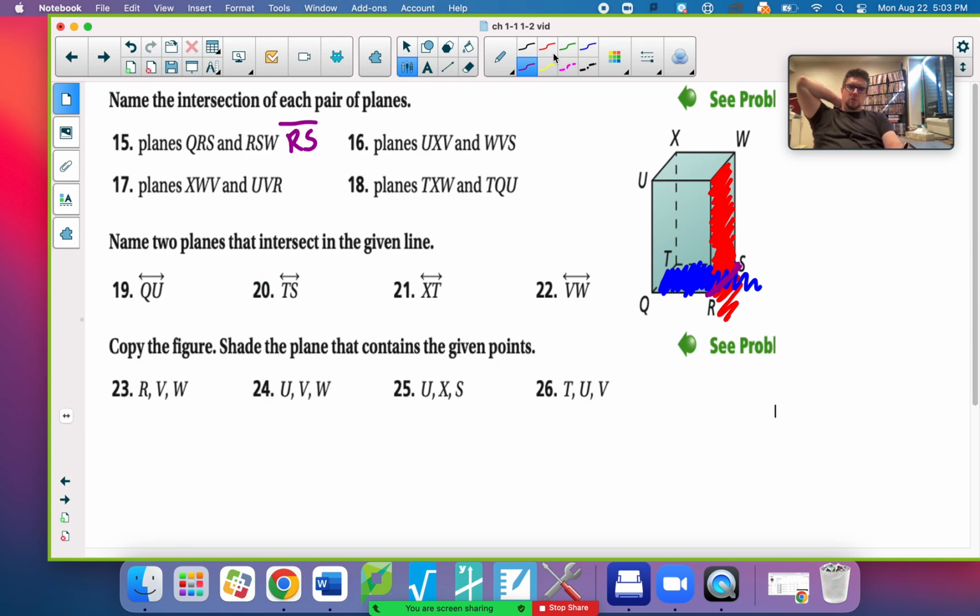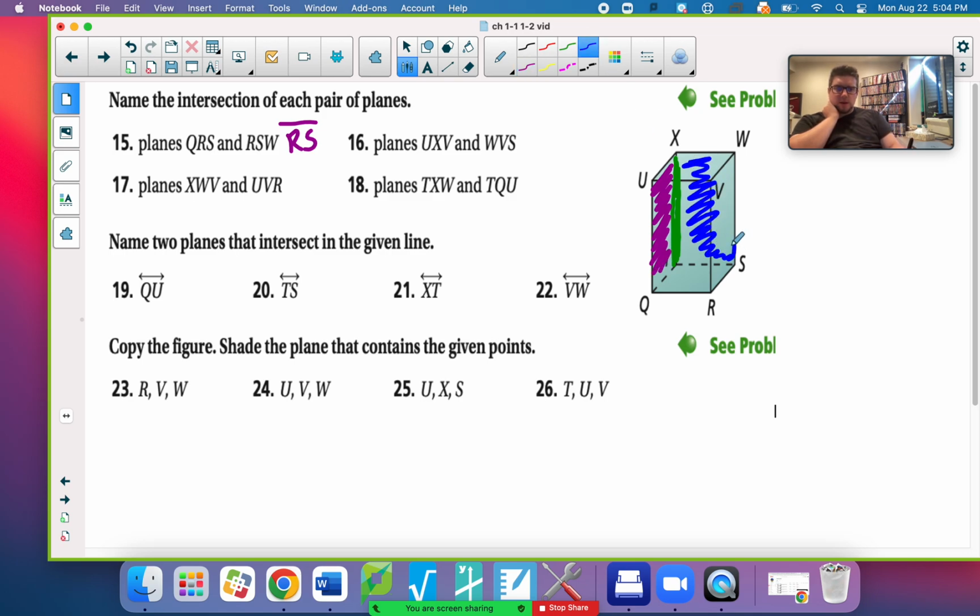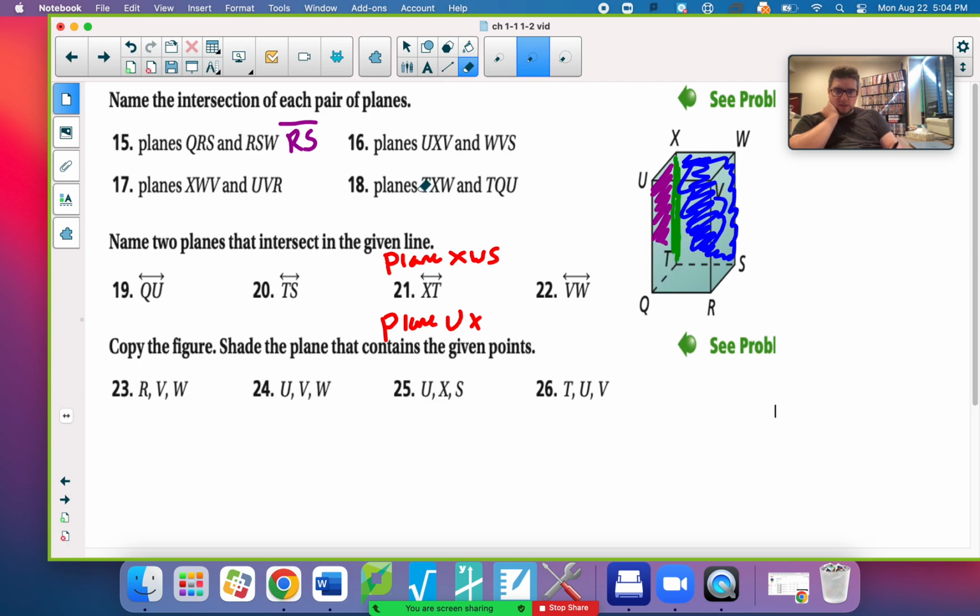19, 20, 21, 22 are similar. They want us to find the planes that create that intersection. So let's pick on XT. So XT is this line right here. Line XT is between this plane right there, this plane right here, this back rectangle. And so I would say XT is between plane XWS and plane UX, and then I think that's T down here, isn't it? Yeah, T.